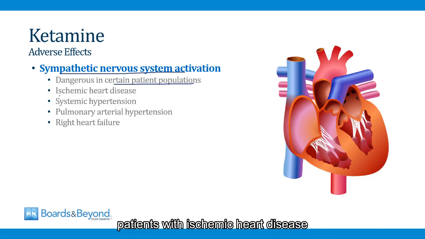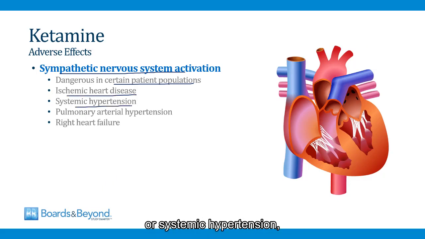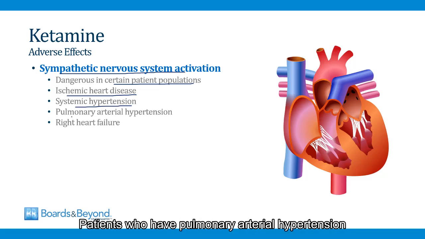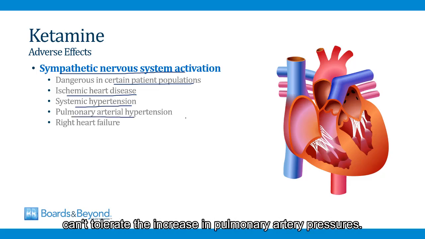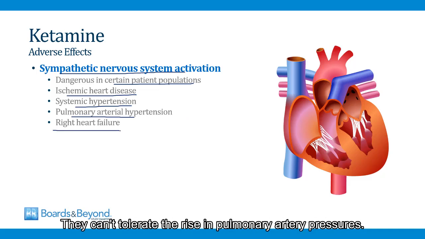For example, patients with ischemic heart disease or systemic hypertension can't tolerate the rise in blood pressure. Patients who have pulmonary arterial hypertension can't tolerate the increase in pulmonary artery pressures. The same is true for patients with right heart failure. They can't tolerate the rise in pulmonary artery pressures.